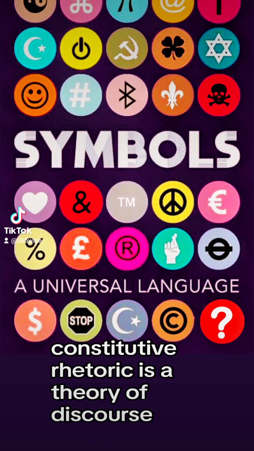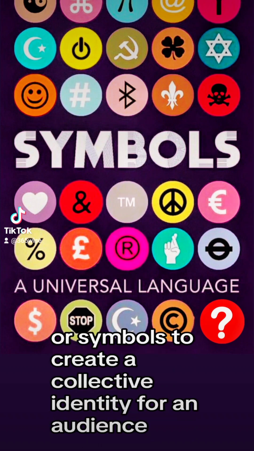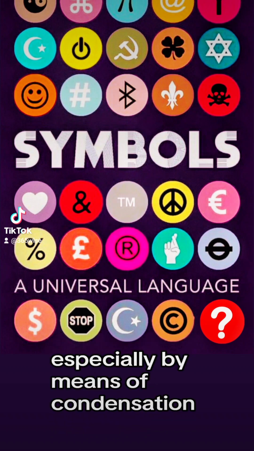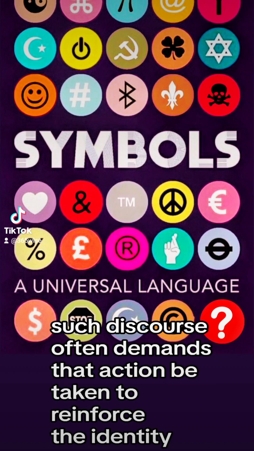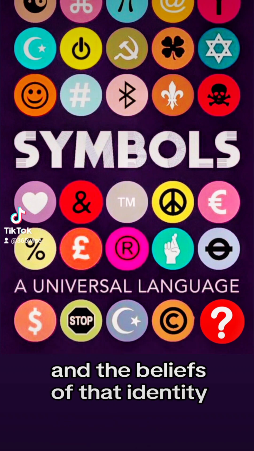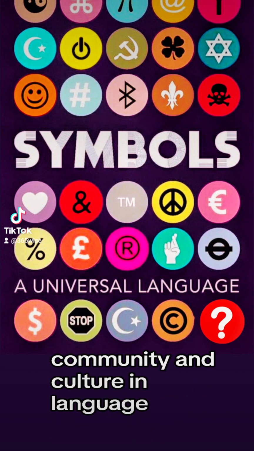Constitutive rhetoric is a theory of discourse devised by James Boyd White about the capacity of language or symbols to create a collective identity for an audience, especially by means of condensation symbols, literature, and narratives. Such discourse often demands that action be taken to reinforce the identity and the beliefs of that identity. White explains that it denotes the art of constituting character, community, and culture in language.